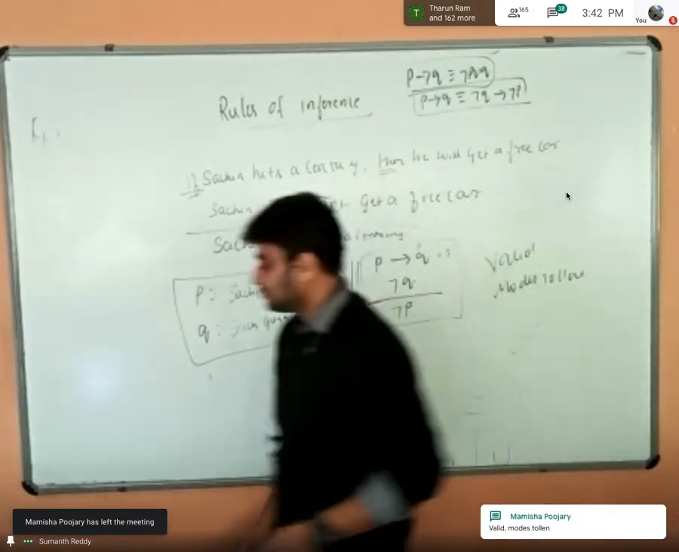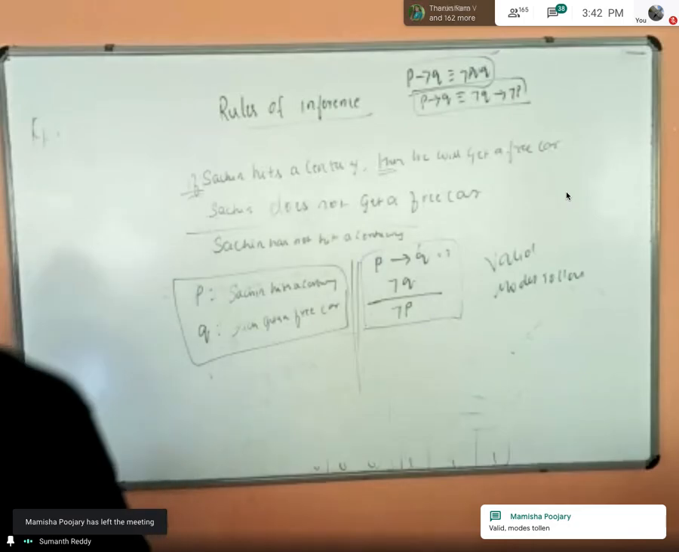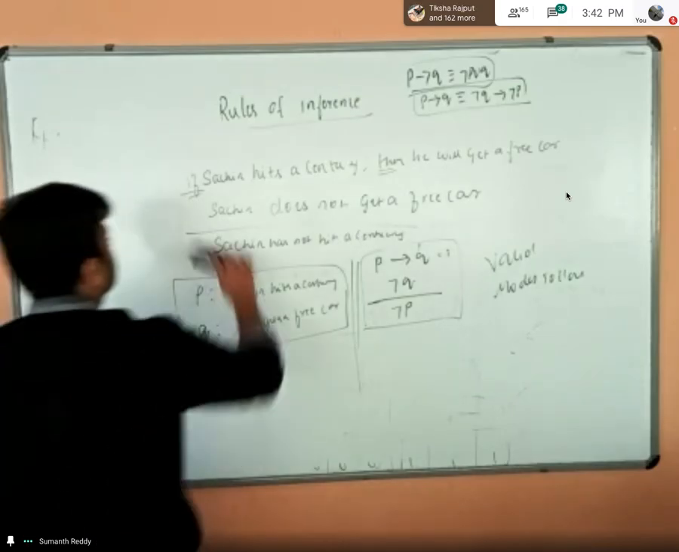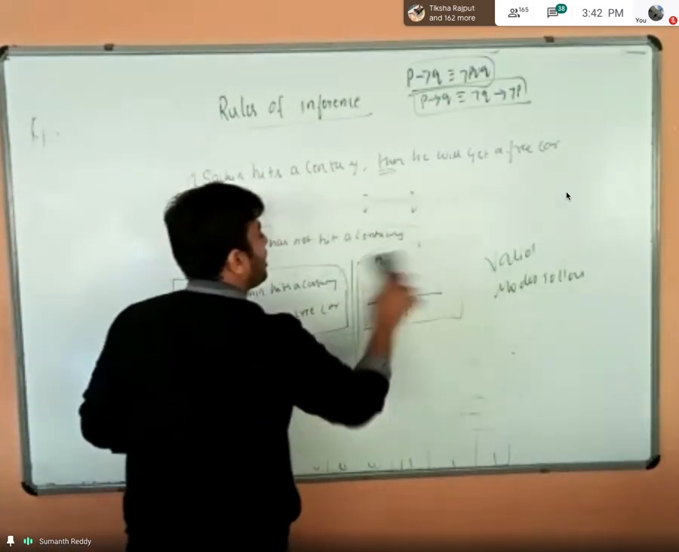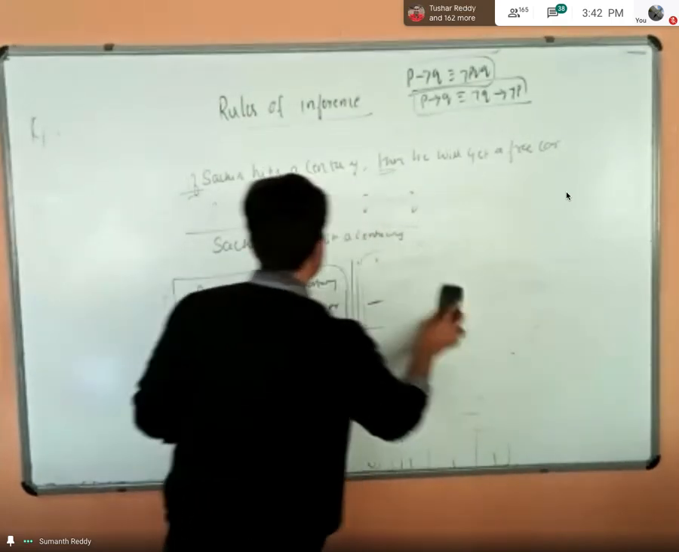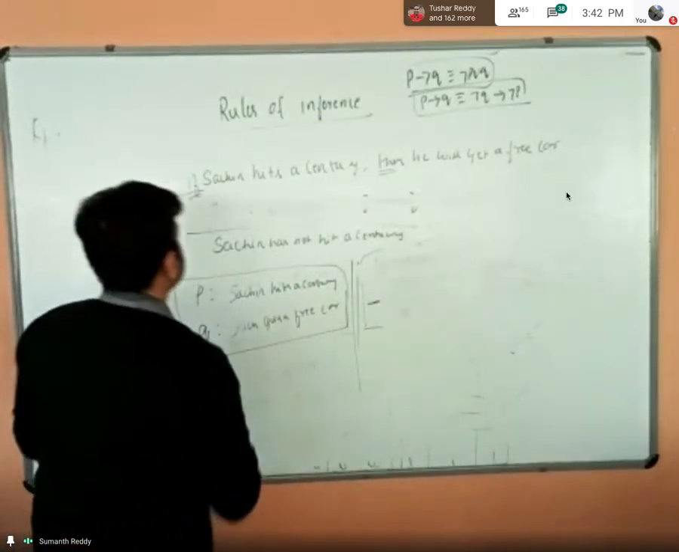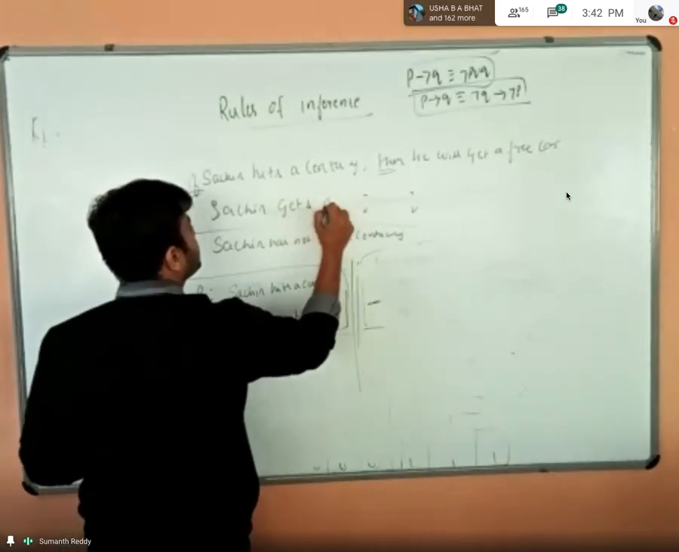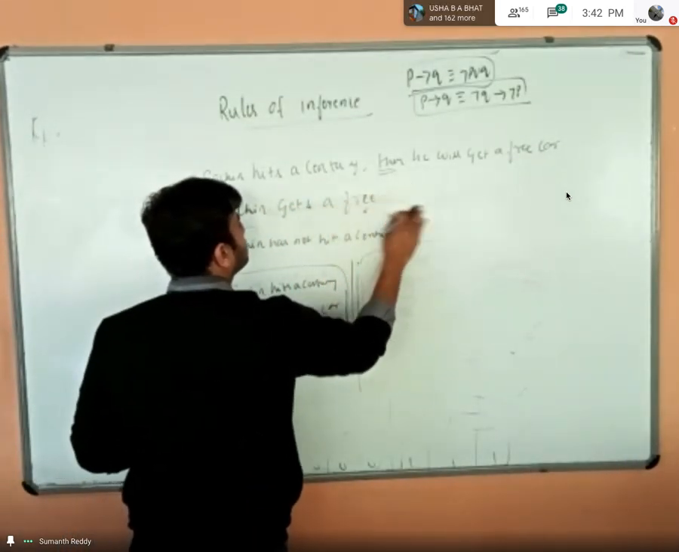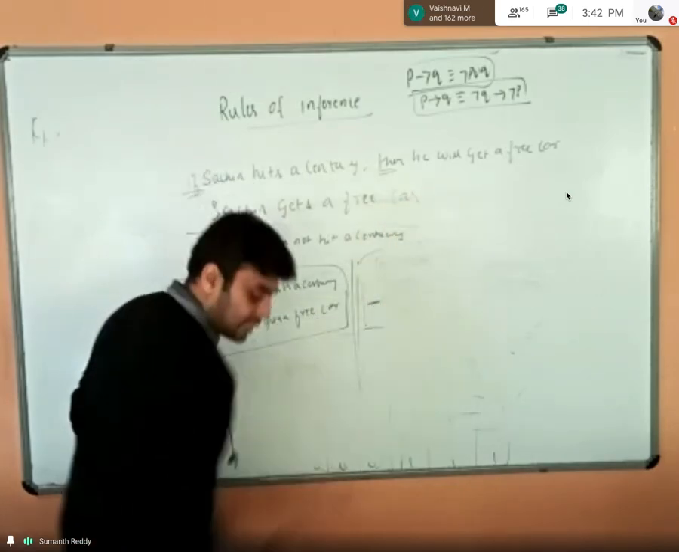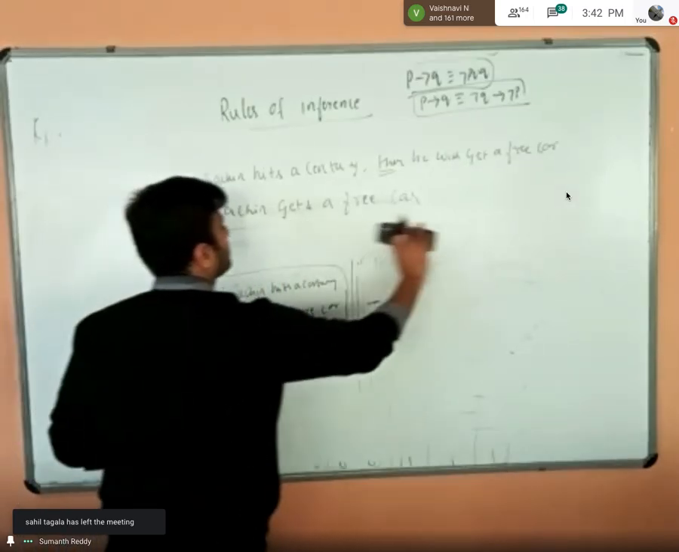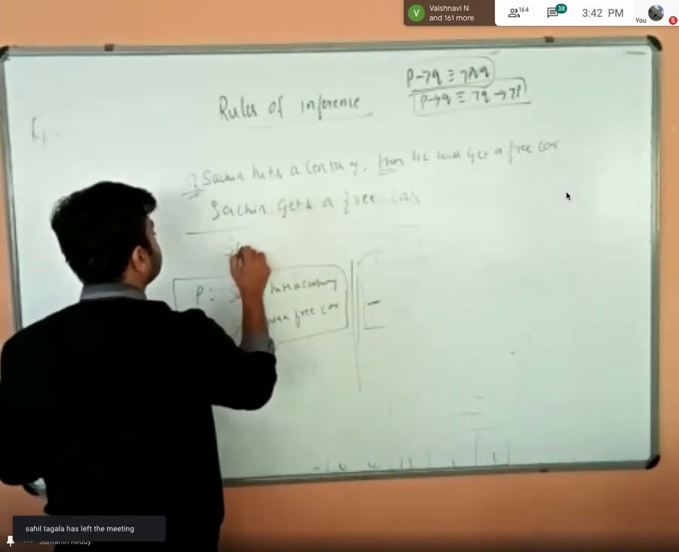Again, I'll just change the question now. If Sachin hits a century, he gets a free car. Sachin gets a free car. So one last problem of this type. The second premise is Sachin gets a free car. And the conclusion is Sachin has hit a century.